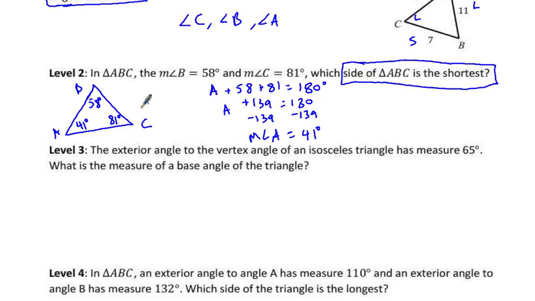If you said side AC, you would have been correct if they only cared about these 2, the sides opposite those 2 angles. But because they talked about the whole triangle, which side of the whole triangle, we have to consider all 3 sides. And angle A happened to be the smallest angle, and therefore side BC is the smallest side, and we write that side or line segment BC.